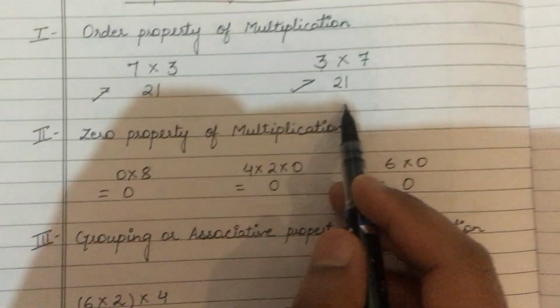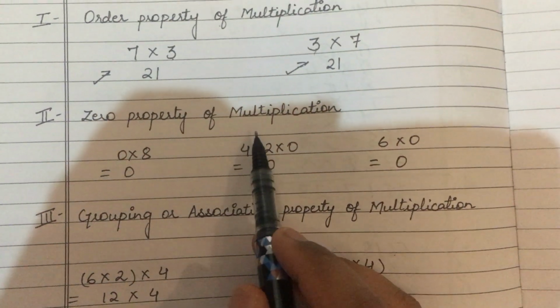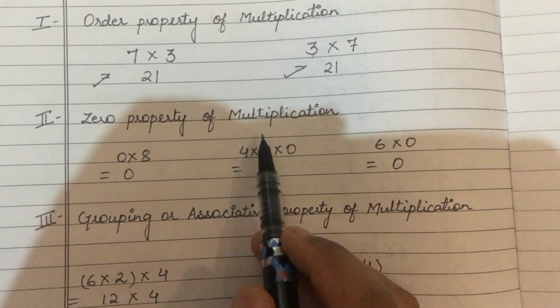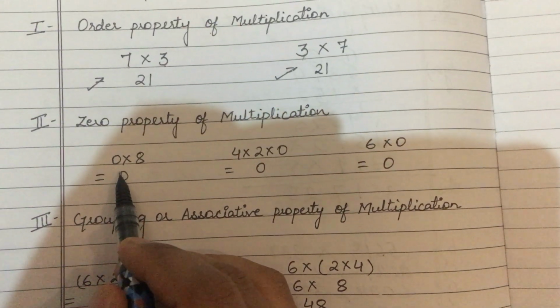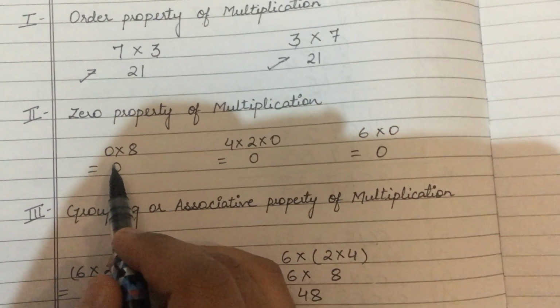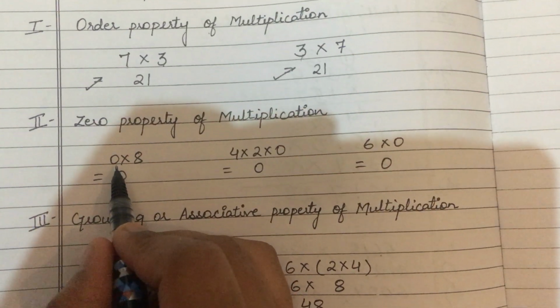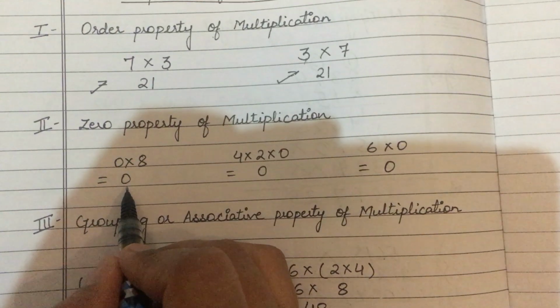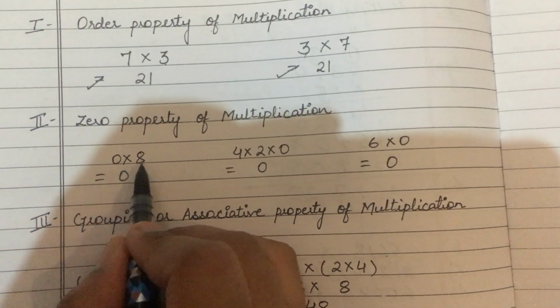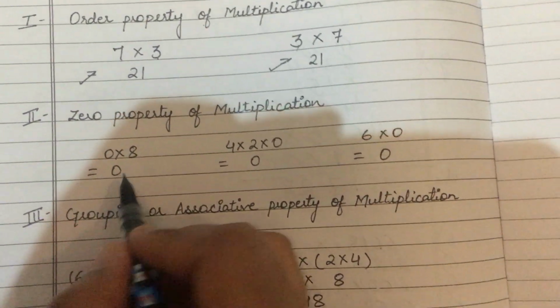Okay, let's start with the zero property of multiplication. Now, if 0 is one of the factors, the product is 0. Always remember, if we are multiplying 0 with any factor, the product comes to 0. So 0 multiplied by 8 is 0.